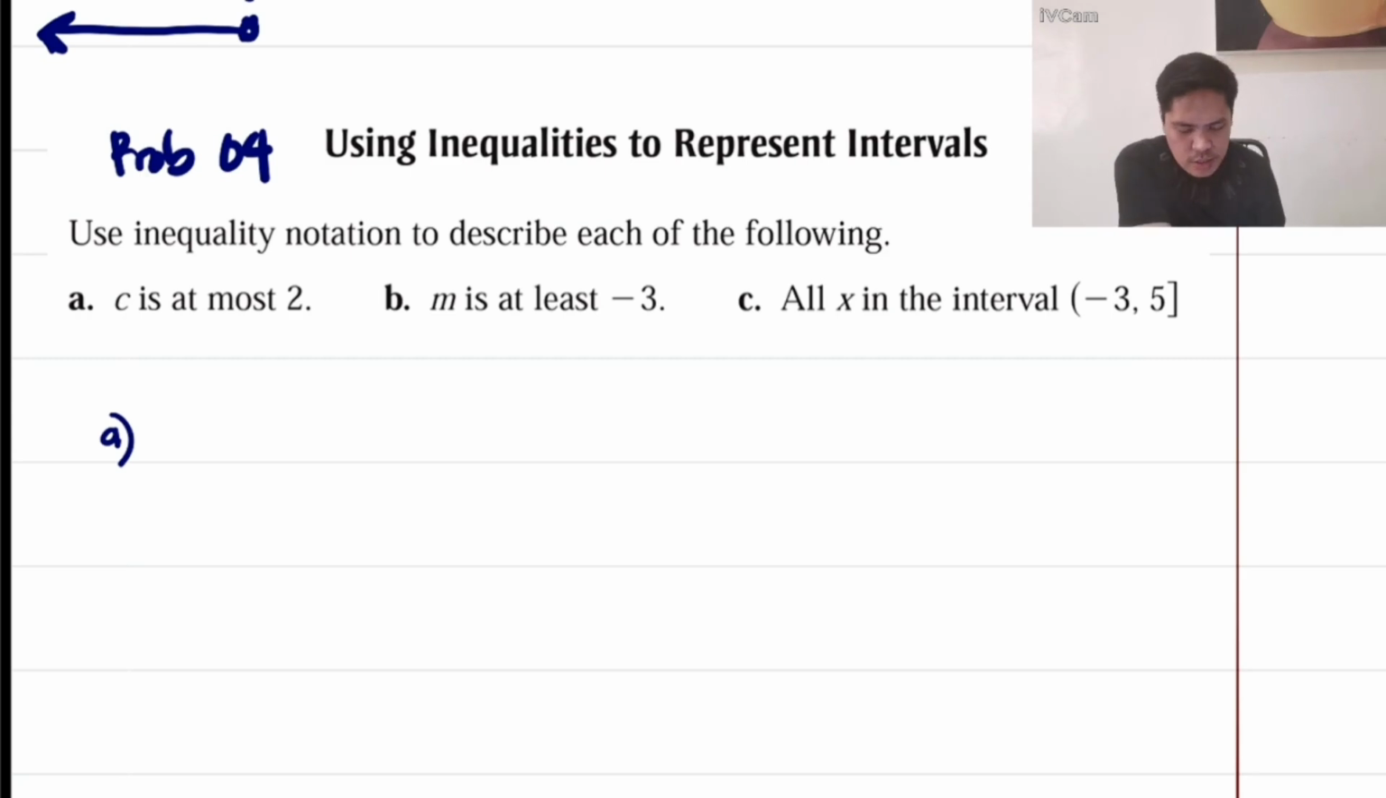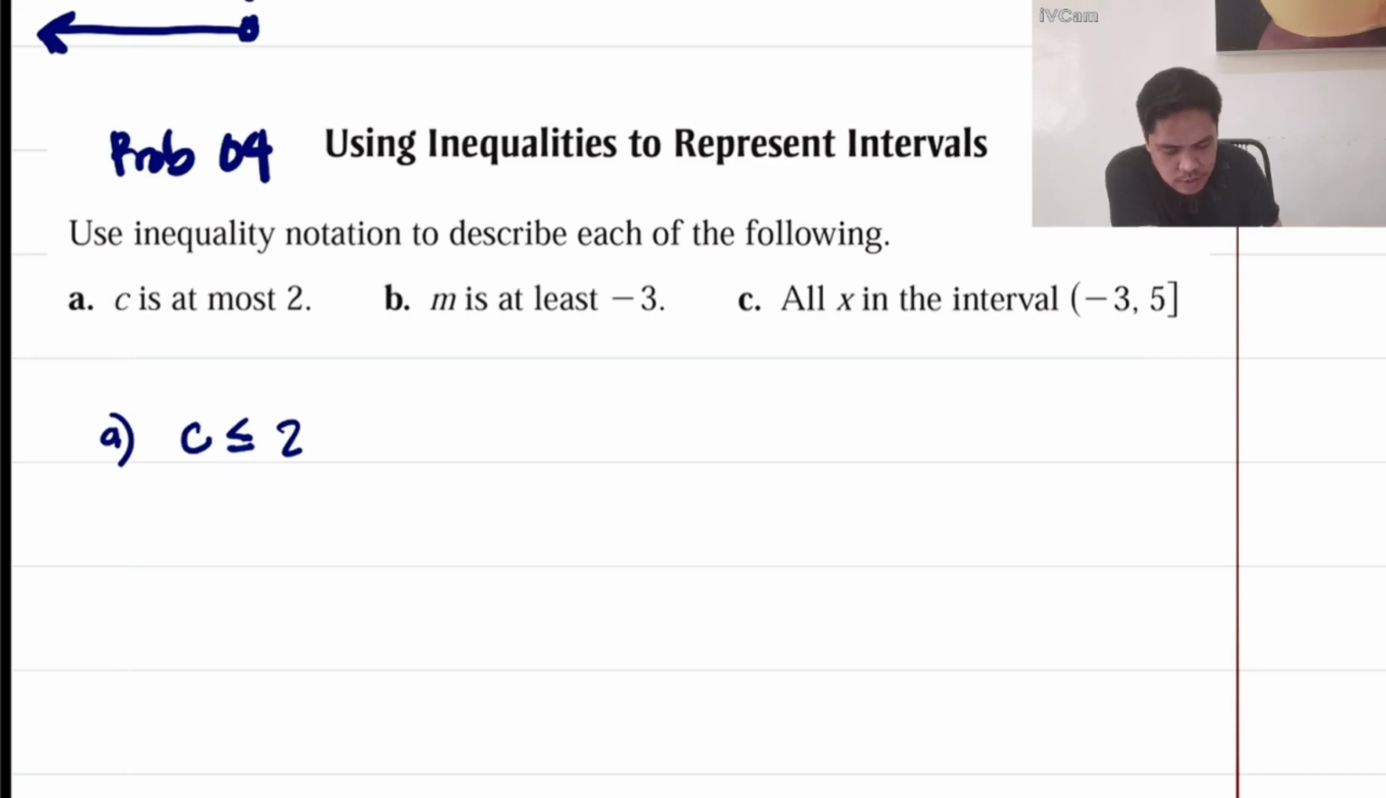So letter A, C is at most 2. So what does that mean? If we interpret it in Filipino, that means 2 is the largest value, because it is at most 2. So how do we write the inequality notation? 2 is its largest value, so it cannot exceed 2. That means it's less than or equal to 2. C is less than or equal to 2. Make sense? C is at most 2, so 2 is its largest value.